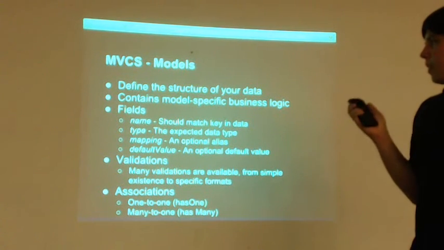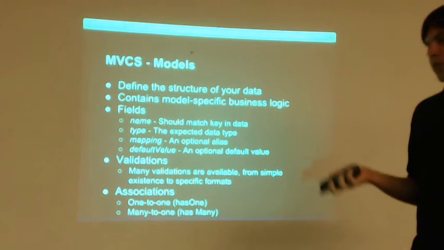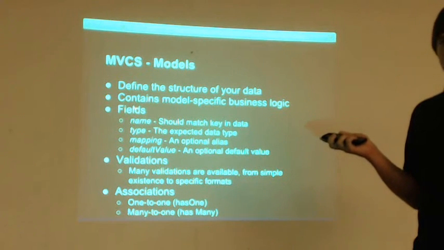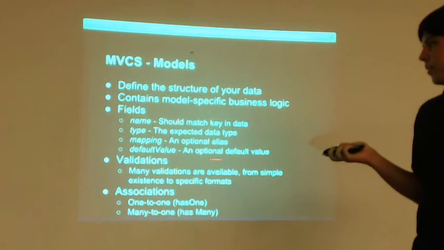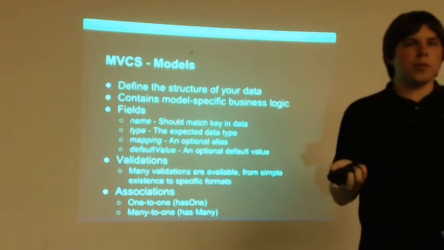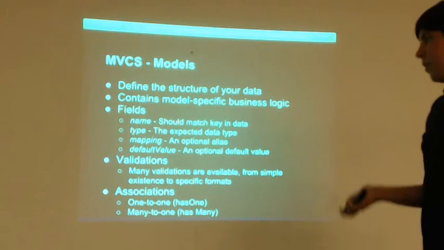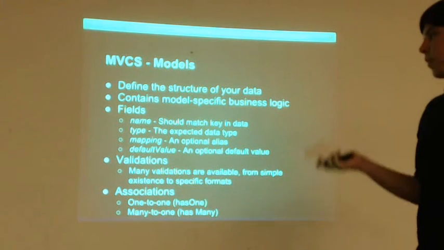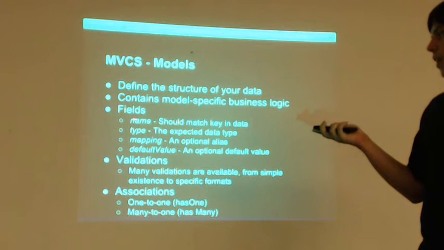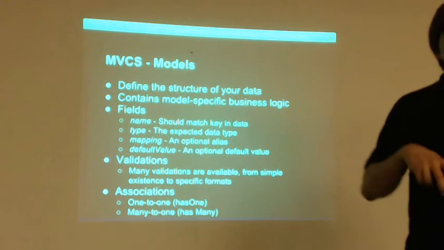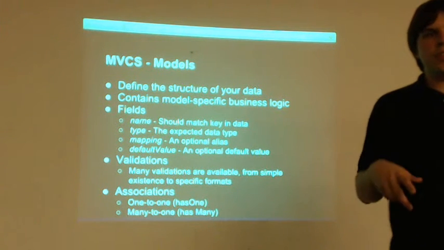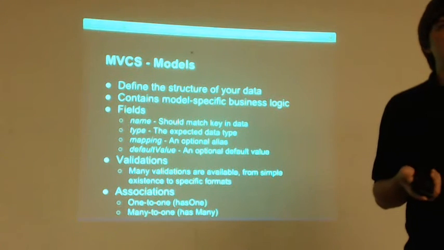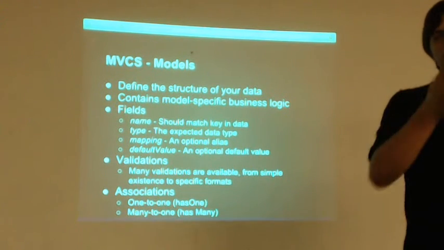So what models have primarily are a few things. They have fields, they can validate, and they can have associations. Fields, obviously, are the data fields which are coming through in the data which you want the model to represent. Fields are defined as objects, and the objects have a number of properties. They have a name property, which is what it maps to in the data. So if you're consuming JSON, this would be the name of the JSON property, which maps to the bit of data you want it to shove into the model.